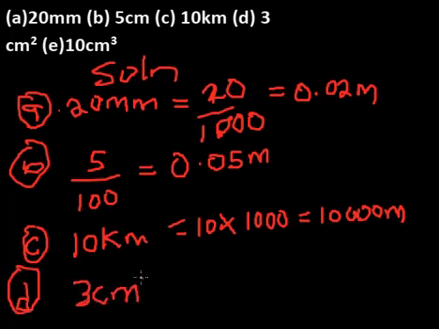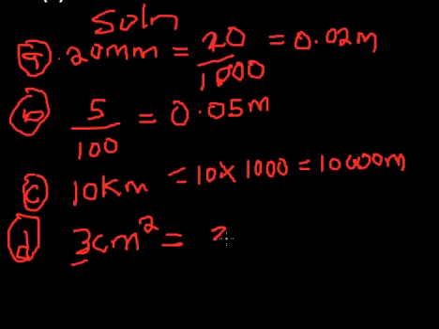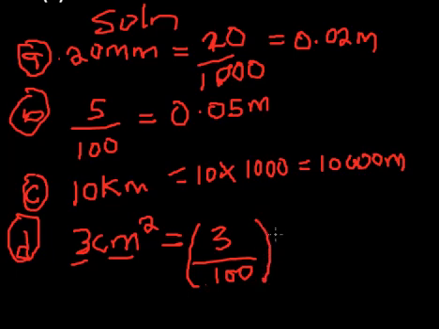Now cm square means it's telling you that what you're converting must be squared. So anytime you convert it, you must square it for it to be complete. So the first thing I need to do is just to convert the cm first to meter, which of course will be 3 divided by 100, since cm to meter is 100. But remember the unit is squared, so I have to square it.